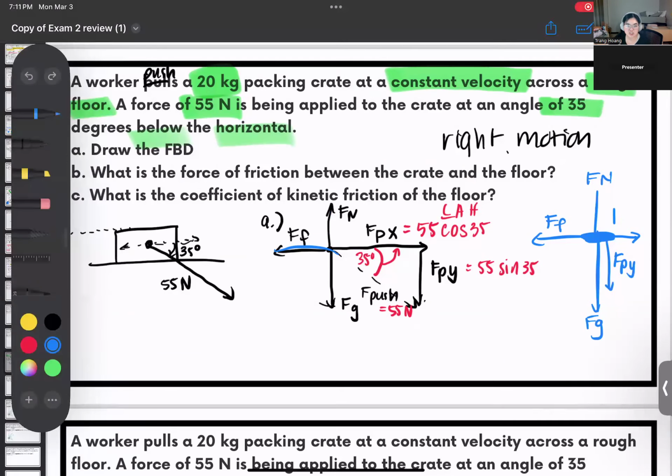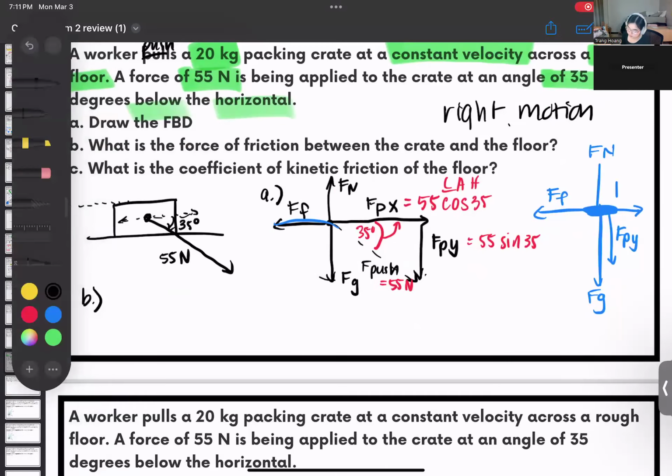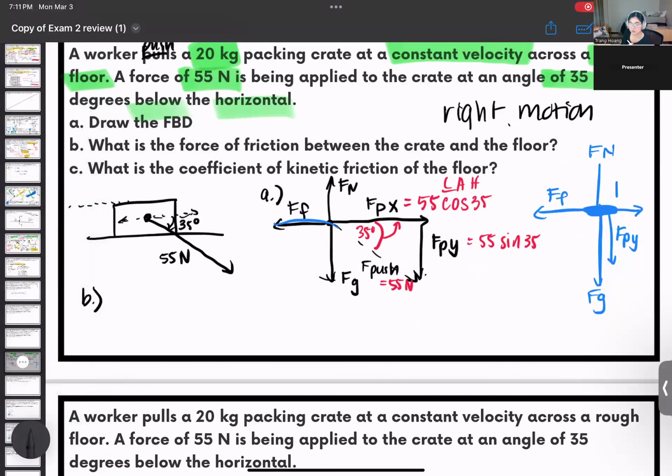So we're actually going to get to solving this problem, which is asking what is the force of friction between the crate and the floor? Okay, let's think about it. Force of friction between the crate and floor. Where is force of friction on this axis? Friction is on the x-axis. Oops, I erased it. That means if I want to solve this problem B, I need to think this way.